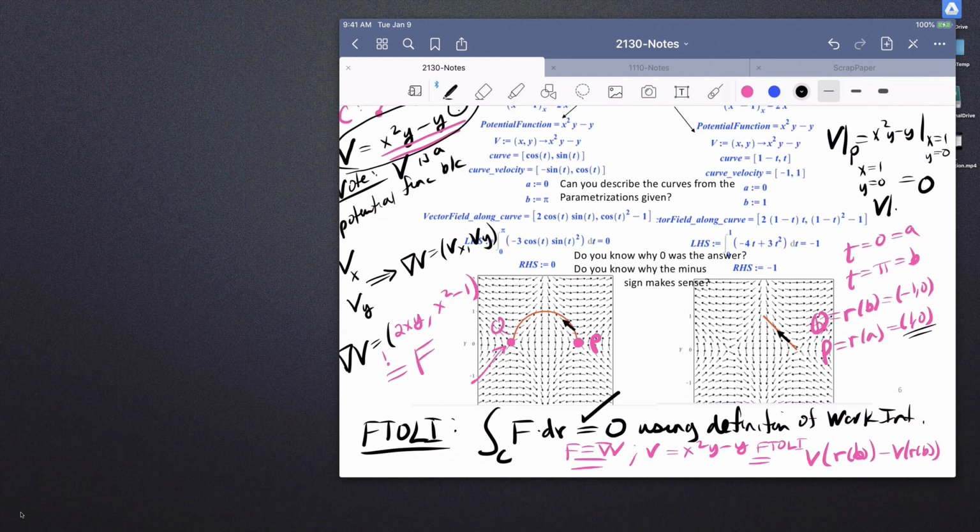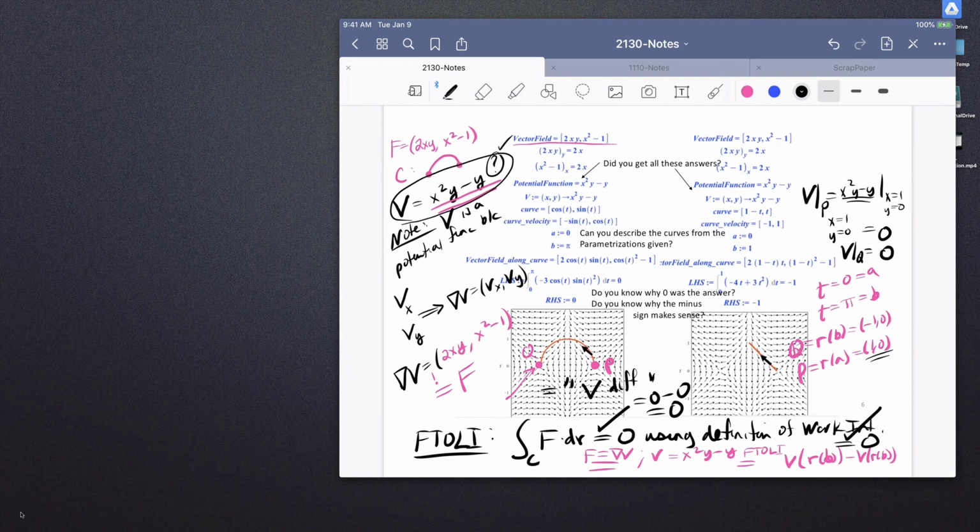The potential function at the point Q is the same function, x squared y minus y, evaluated at -1, 0. And because y is equal to 0, this potential function will come out to be 0 again. So to evaluate the line integral, you need to take the potential difference. Okay, and so you'll get 0 minus 0, which is 0.